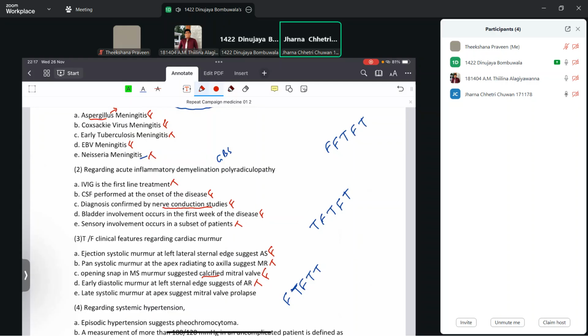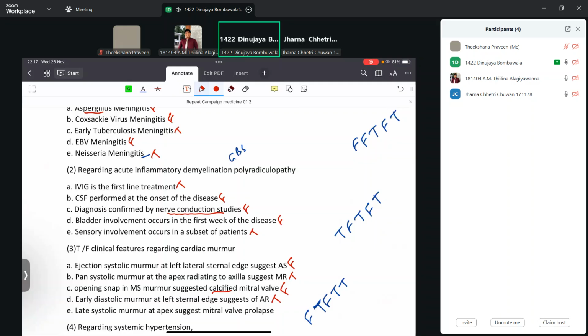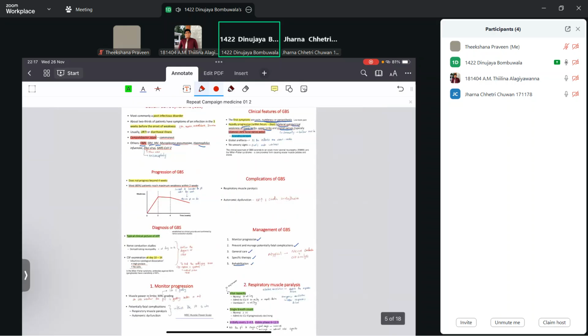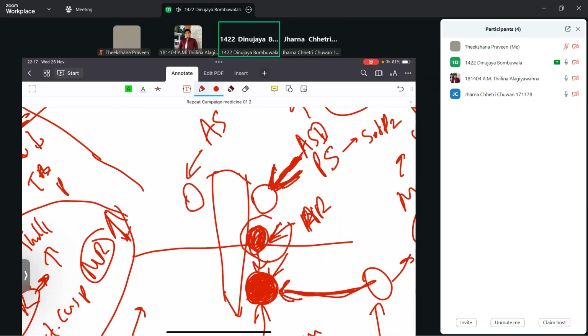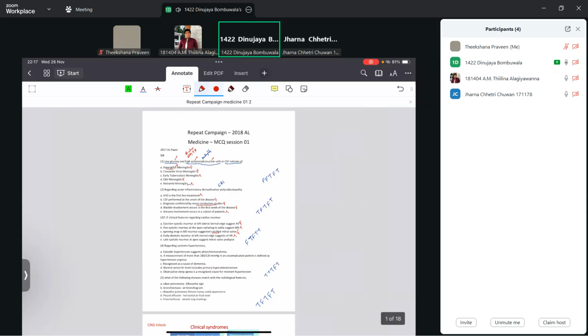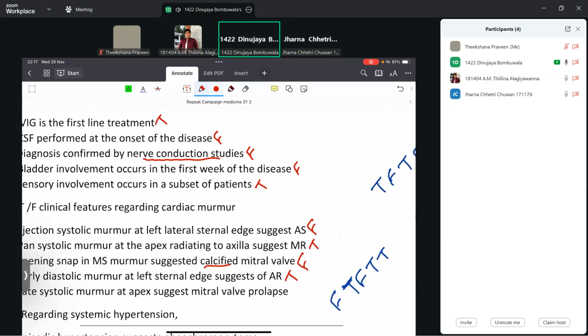Late systolic murmur. Early diastolic murmur at left sternal edge is true. I told you, AR is best heard over this region. Yeah, we can hear it in this region as well, but it's best heard over this region. It's clear. This one is also true. I don't know how it occurs. I don't think it does that. So we'll go to the next question.